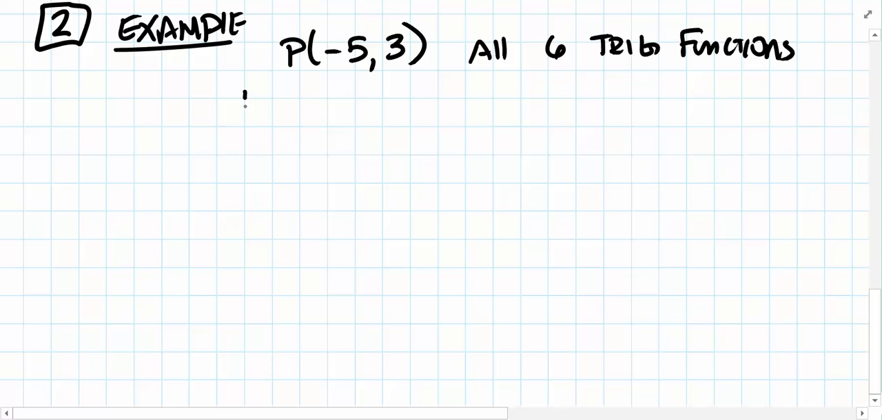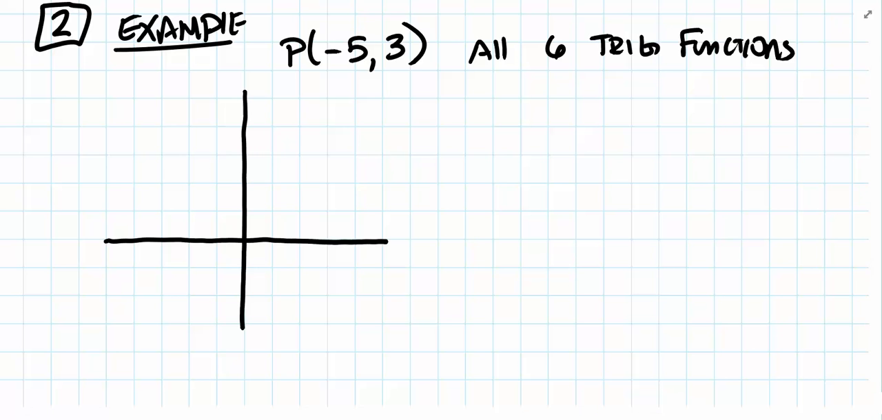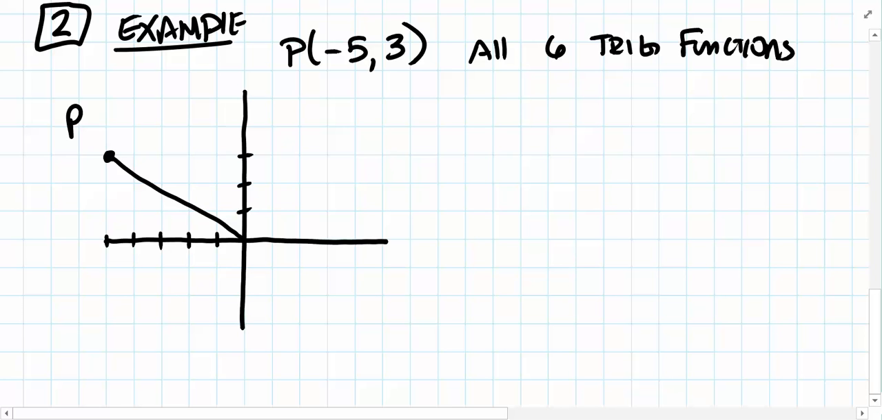Point P lies on the terminal side of theta, drawn in standard position. Find all 6 trig functions of theta. All right, so I would like you to do this. I'd like us to draw a picture of what we've been given. So I'm going to go to the point -5, 1, 2, 3, 4, and then 5, and then go up 3, 1, 2, and then 3. So here is my point P in the coordinate plane, and it lies on the terminal side of theta, okay?